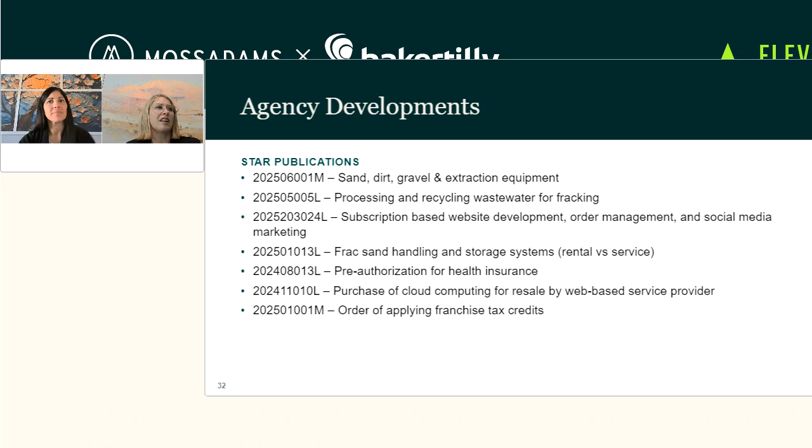So these are always fun to understand and talk through. You might read through and think, well, that doesn't apply to my business, but I'll try to emphasize the underlying application of a law that might apply to you, right? So the first one is just a flip in the agency and how they consider the taxability of sand, dirt, and gravel, and the equipment used to extract it.